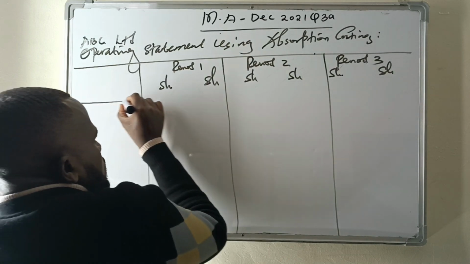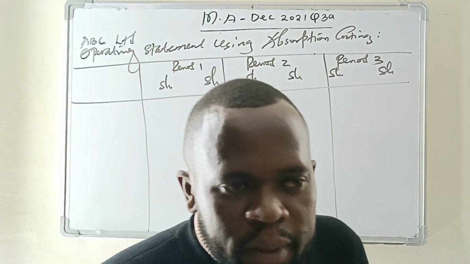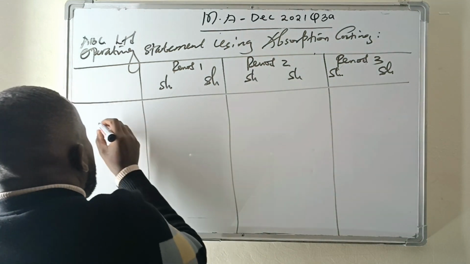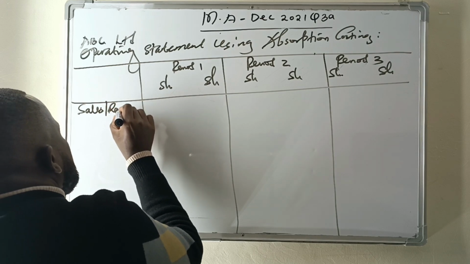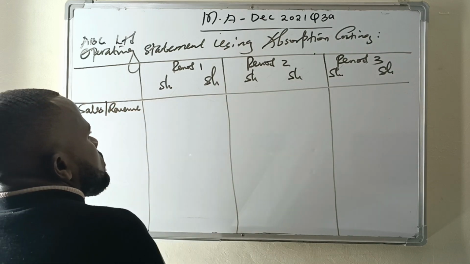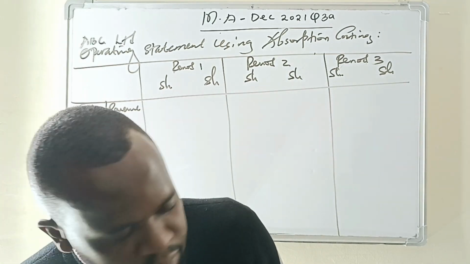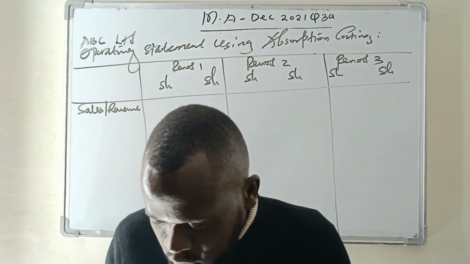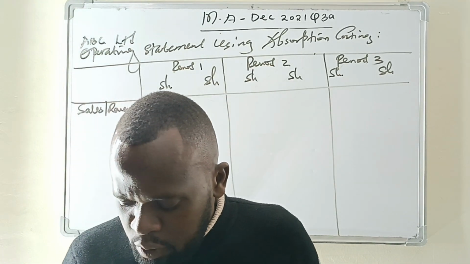We need to work it out. We have done the first one, so this second one becomes very easy. You start with the sales or the revenue for the period. So revenue remains the same. I wish I could have just copied, but because I have my calculator, sales is the number of units we sold. We sold how many kgs?